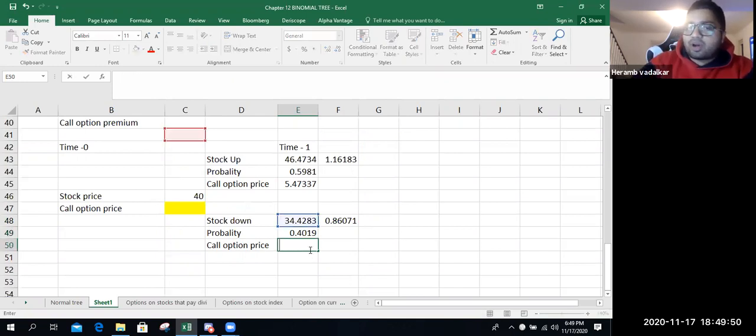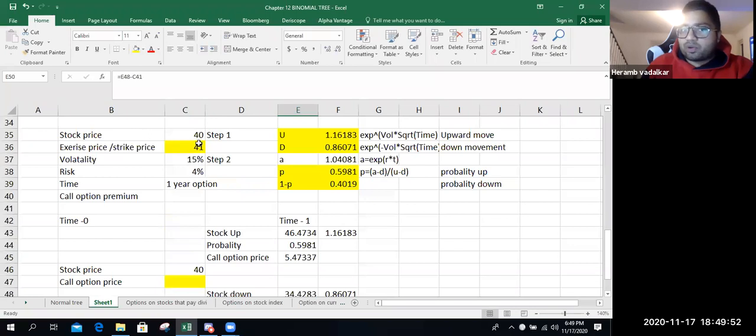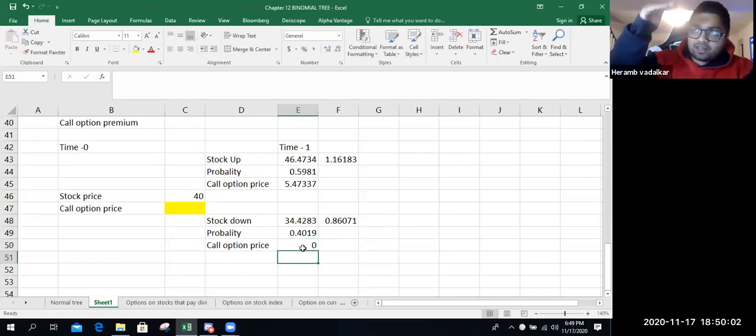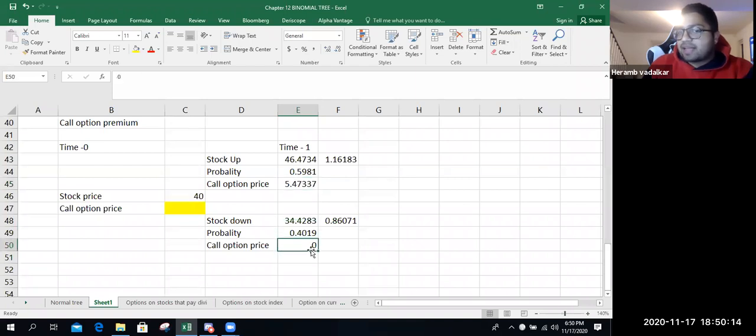Now, when the stock goes down and it closes below the exercise price, which was 41, stock is closing at 34. So call option will be 0 because if it closes below exercise price, the call option goes to 0. So we know call option prices at time 1 when it expires, $5 and $0. Now we have to start solving the tree and move back. So how do we move back? We have to calculate call option price at time 0.